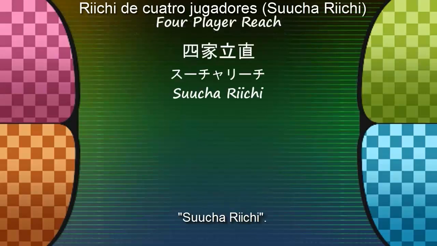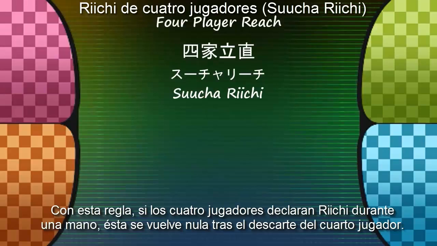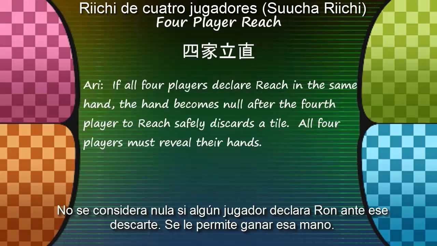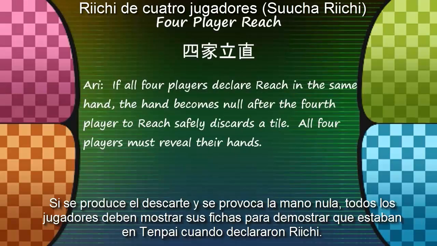Suucha Riichi. With this rule present, if all 4 players declare reach during a single hand, the hand becomes null after the 4th player to call reach discards a tile. The hand does not become null if another player calls Ron against the 4th player's discard. That player is allowed to preemptively win the hand. If the discard goes through and the null hand is invoked, all players are required to reveal their hands to confirm that they called reach while in Tenpai.